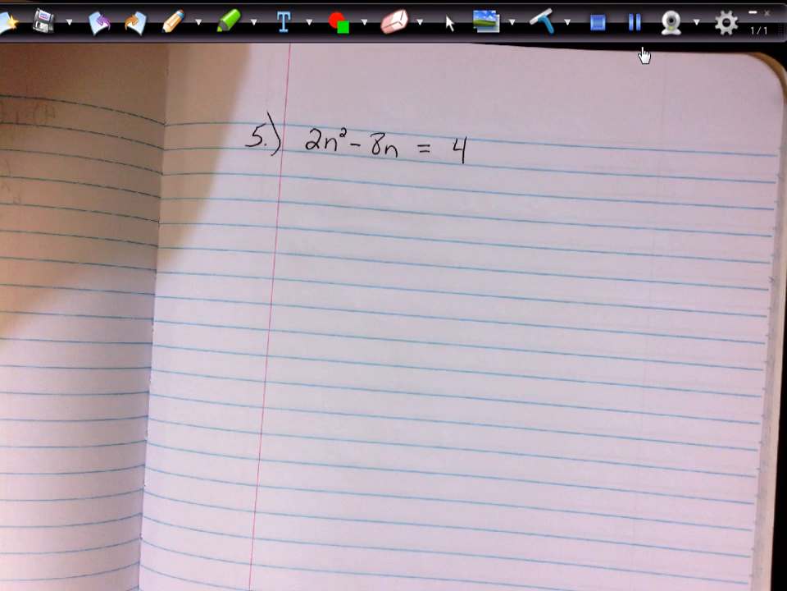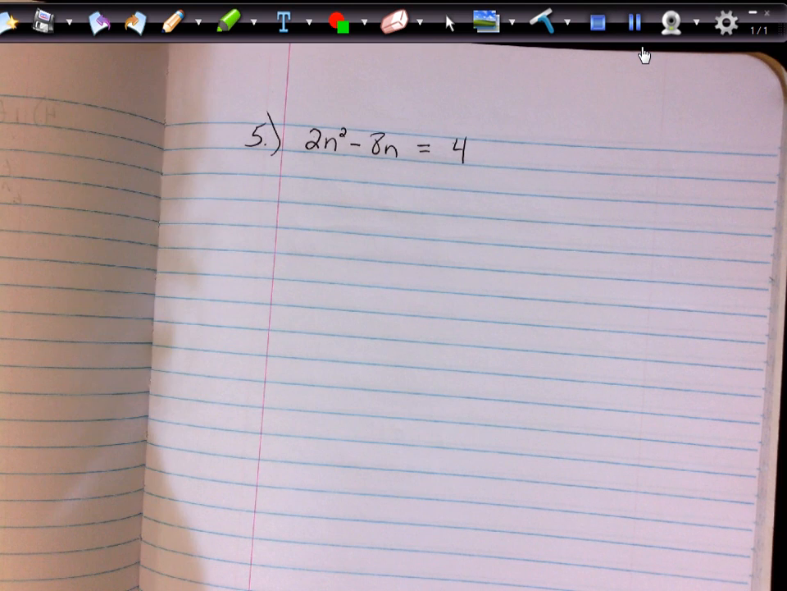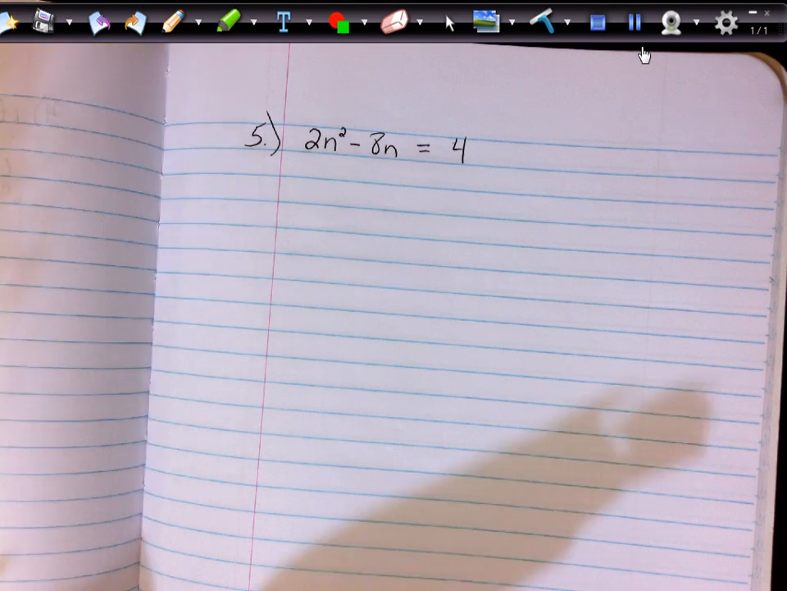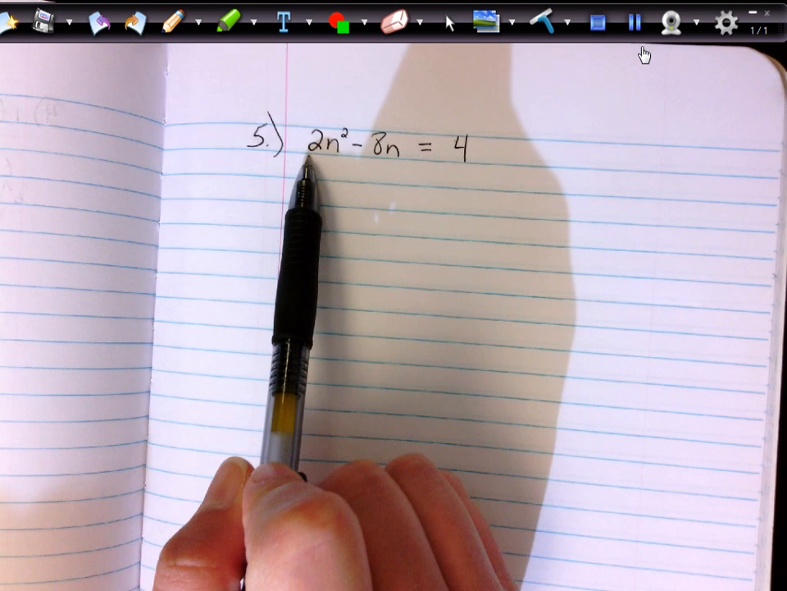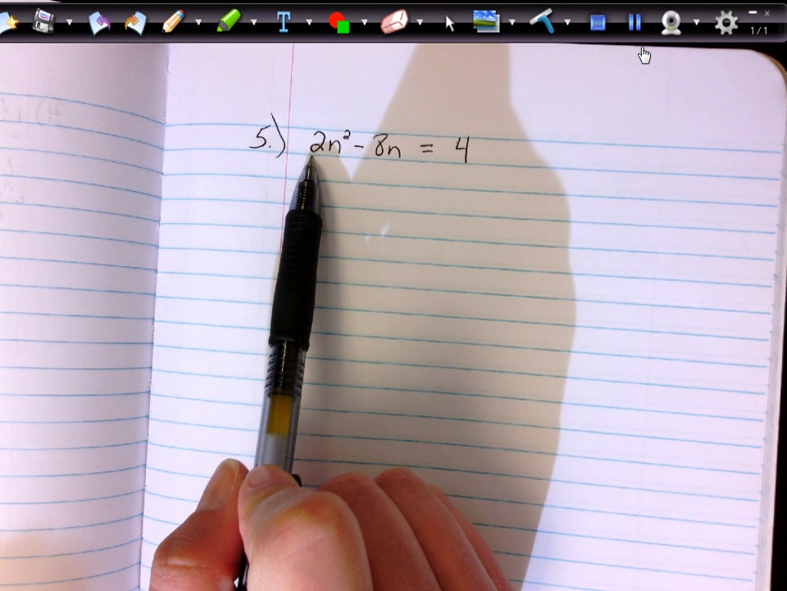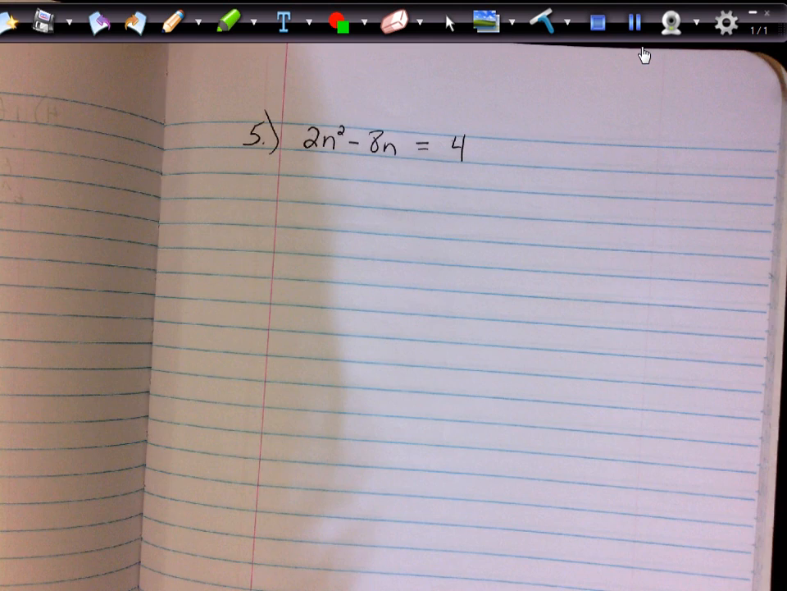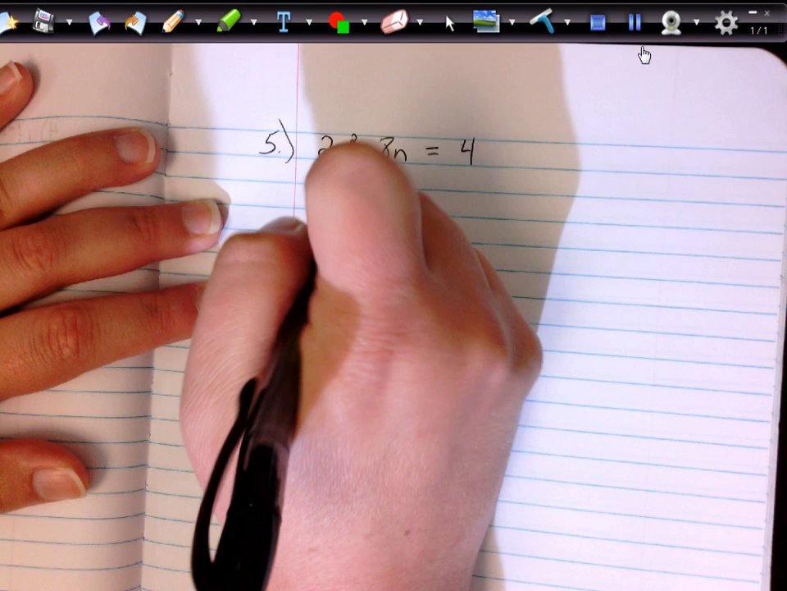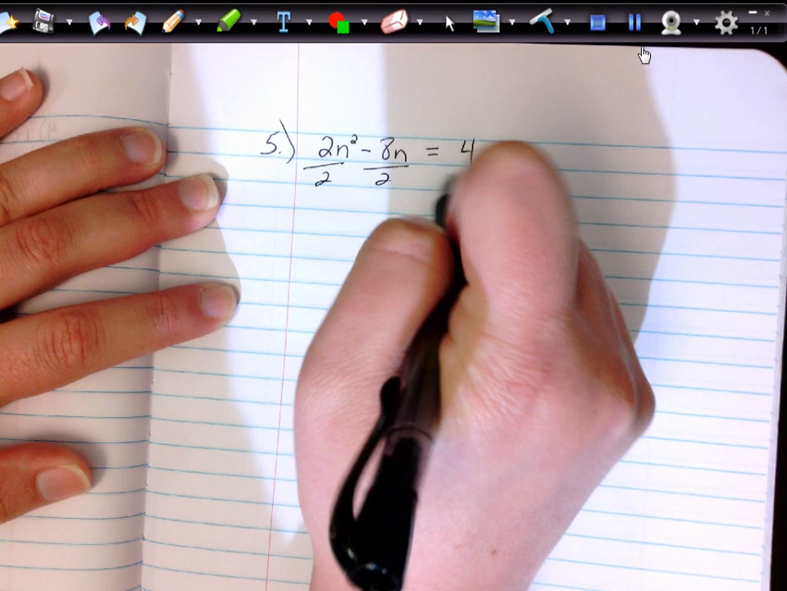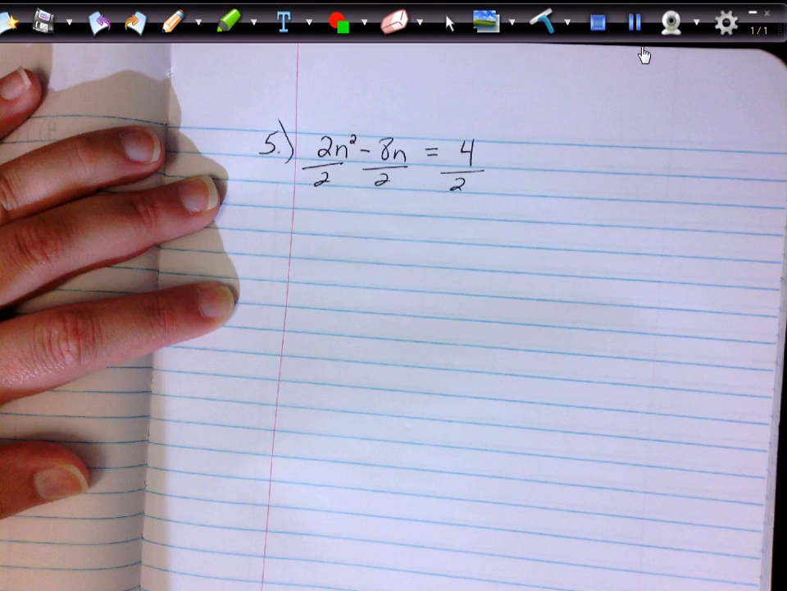All right, go ahead and write down number 5. You have 2n squared minus 8n equals 4. Now, the deal with completing the square is the fact that my a value needs to be 1. So this front number here needs to be a 1, and it's not. It's a 2. So I want to make that front number a 1. So to do that, I'm going to take the 2, and I'm going to divide everything in here by 2.